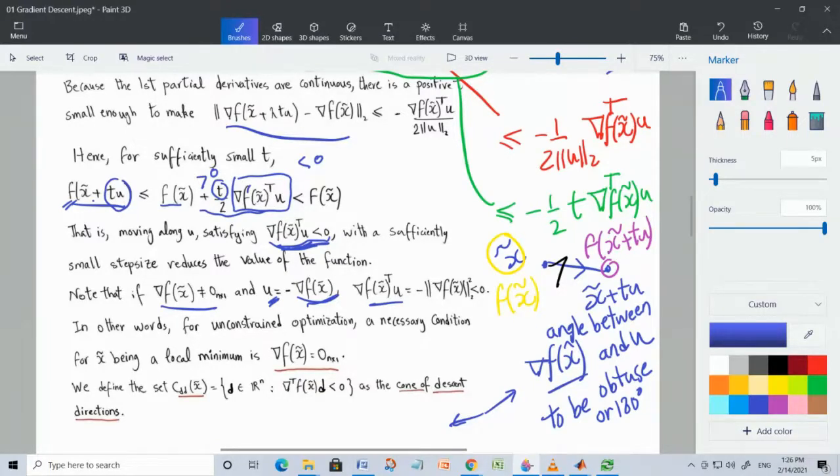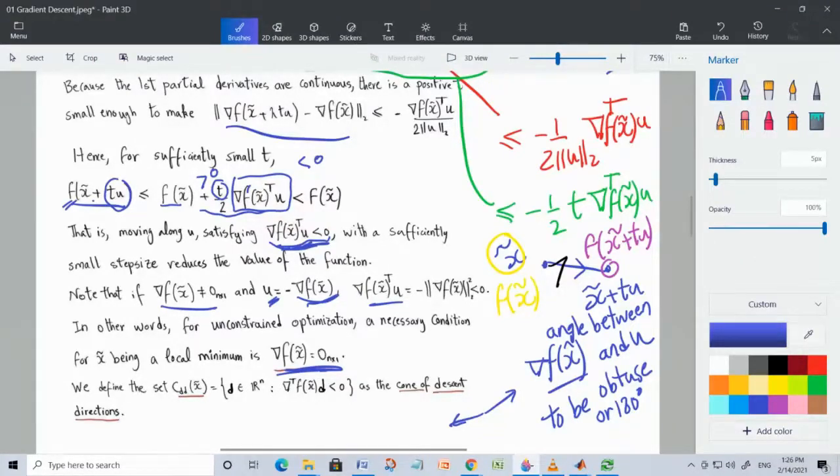We also learned something from this derivation above, which is a necessary condition for local optimality, if you are solving an unconstrained optimization problem: the gradient at the point is exactly equal to the all zero vector. Why is this the case?